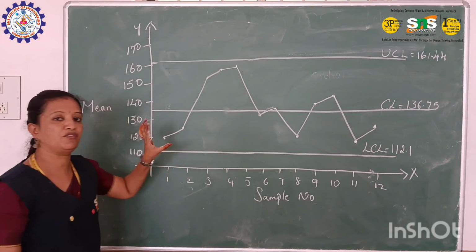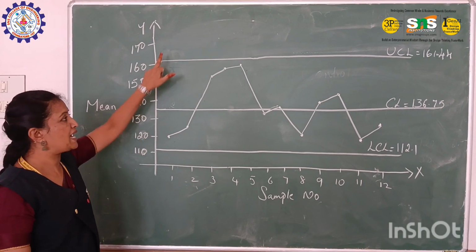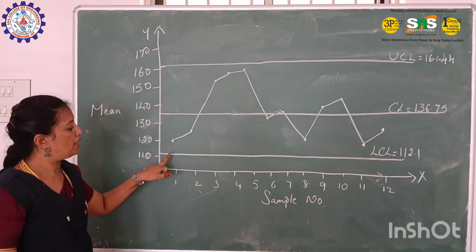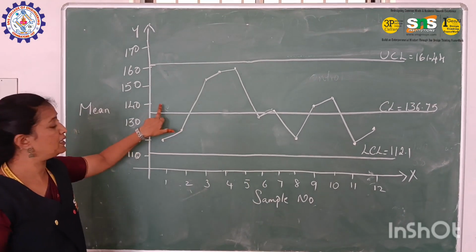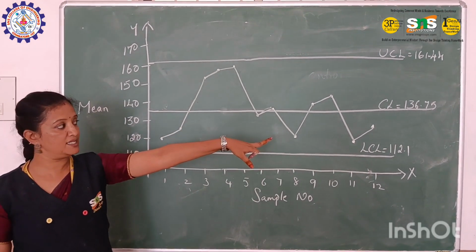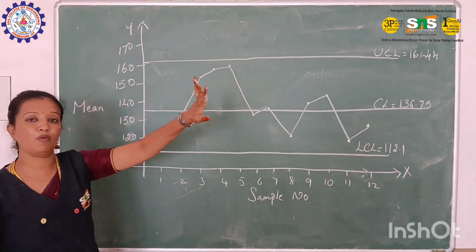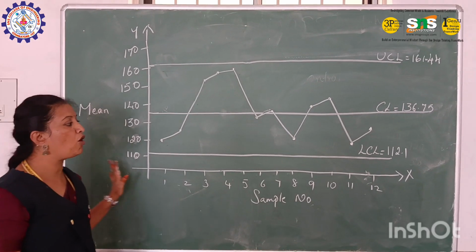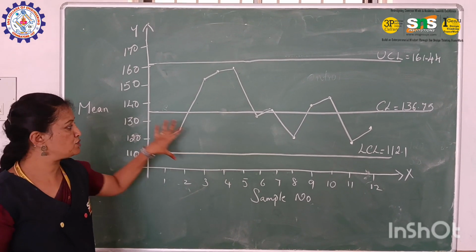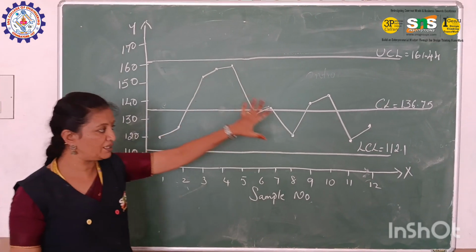Now with this graph, first you will have to plot the central line, lower control limit and the upper control limit. So I have drawn the line for lower control limit, central line at 136.75, upper control limit at 161.44. Now, after this, you have to plot all the mean values in this sample versus mean. So, I have plotted all the values.